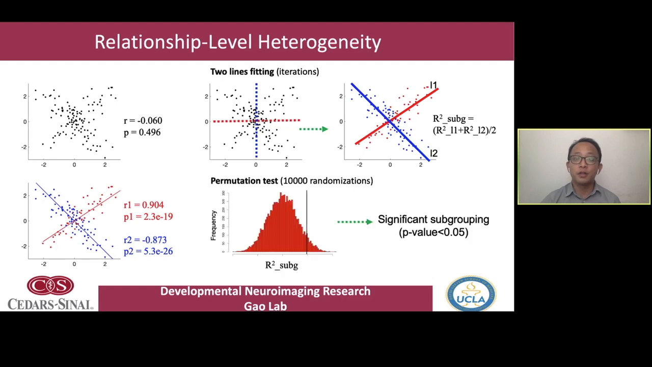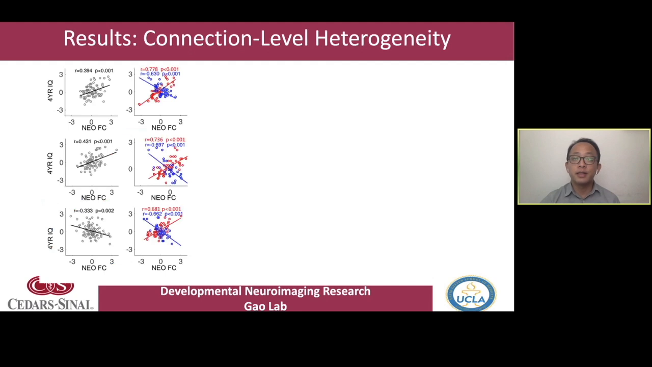Then, for each connection, a non-parametric permutation test was used to assign a p-value for the subgrouping performance. The goal of the permutation test here is to say how much better this subgrouping is than randomized organizations. P less than 0.05 was used to define significance. Here are 3 examples of homogeneous and heterogeneous connections detected.